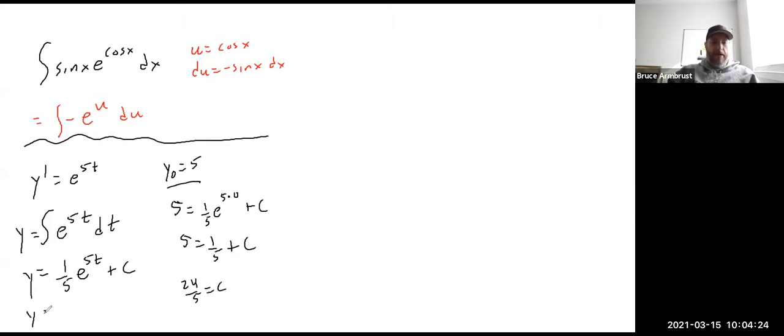So we can actually put that in, and now we have the particular solution. This is the one of the very many that actually goes through the point 0, 5. So this is what's going to go into the first box: y equals 1/5 e to the 5t plus 24/5. So given an initial value, just let you find your c.